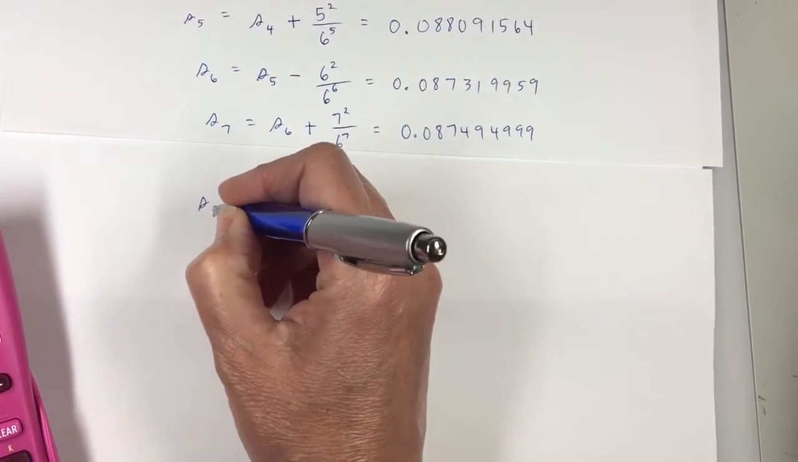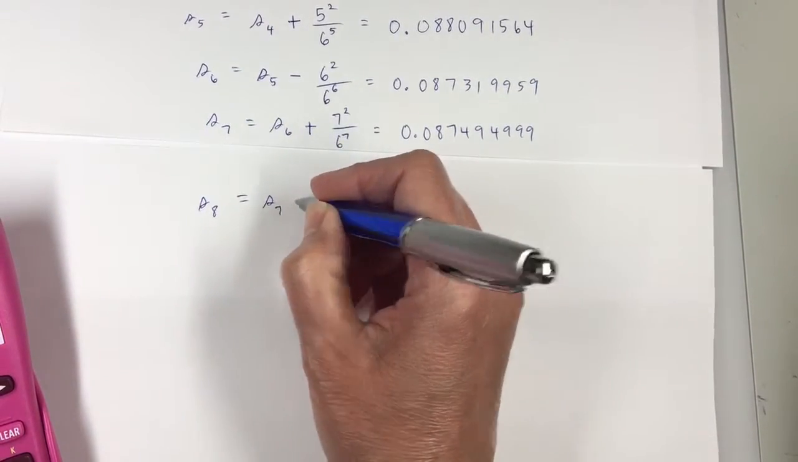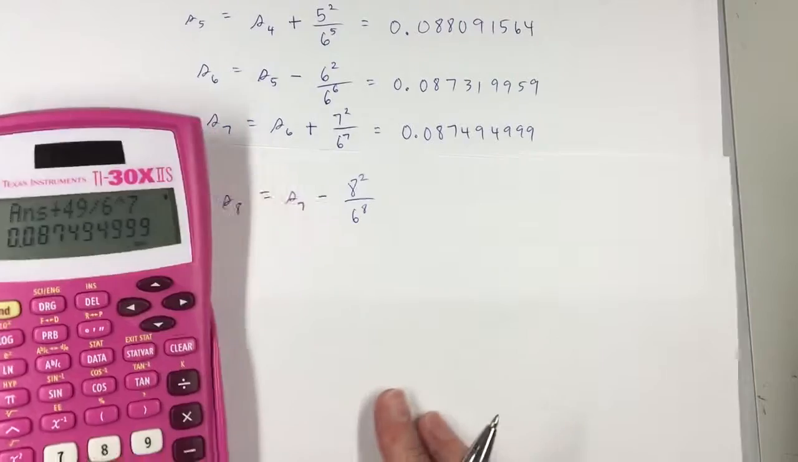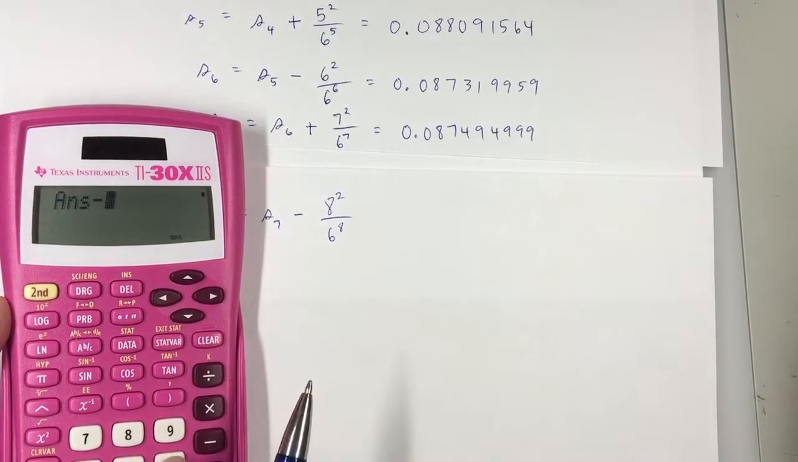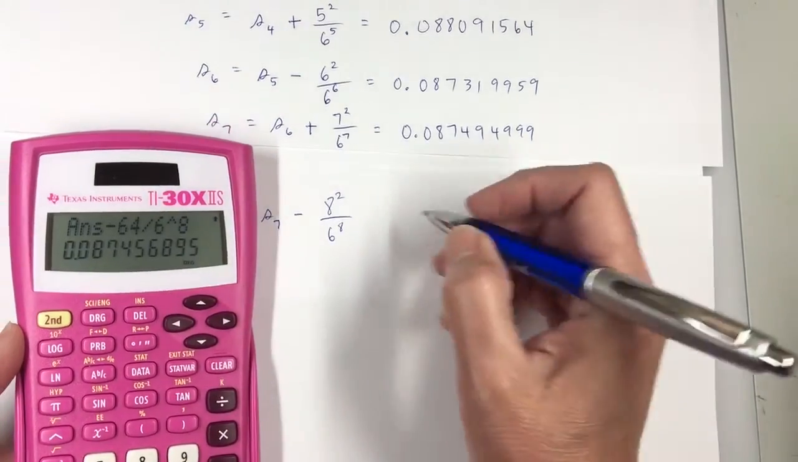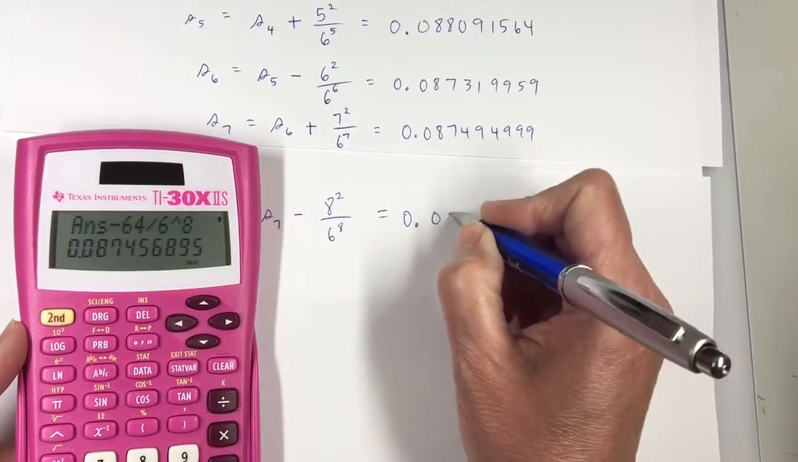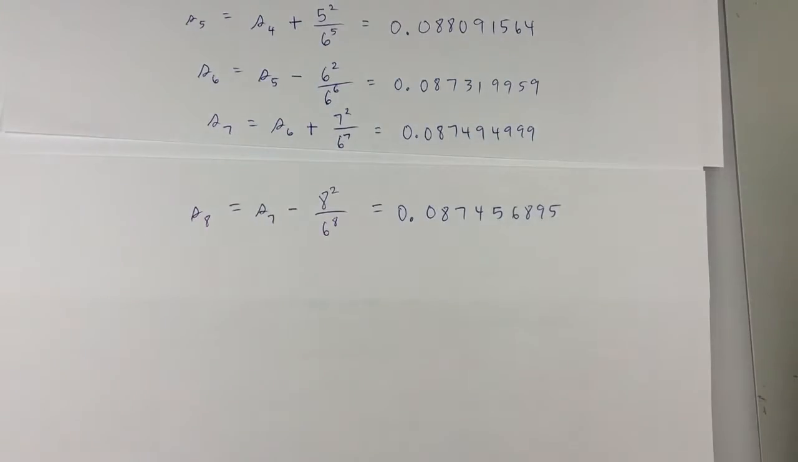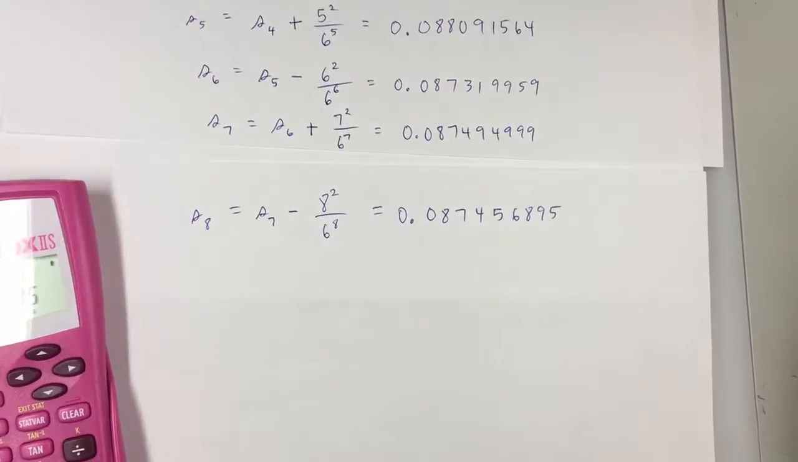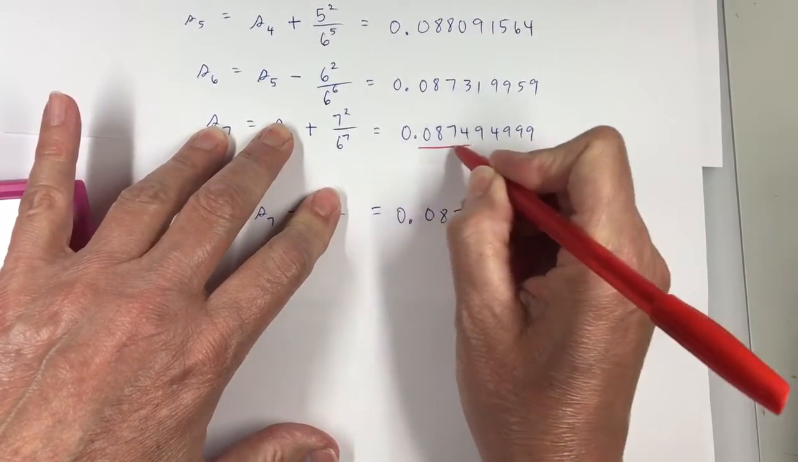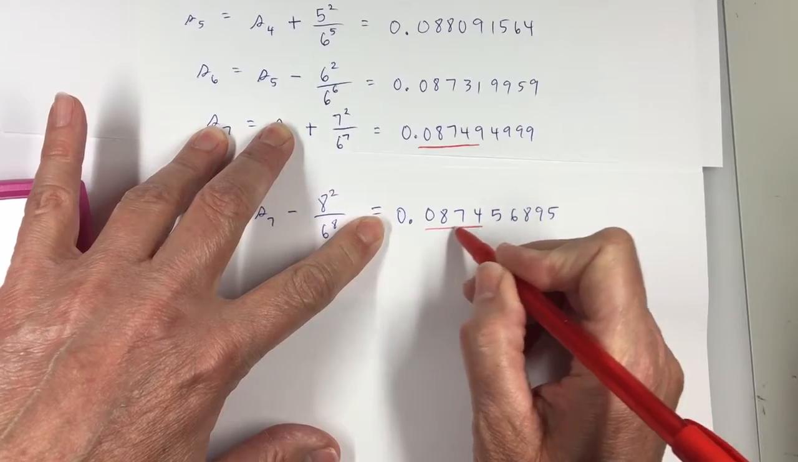Okay. S sub 8 is S sub 7 minus 8 squared over 6 to the 8th. Luckily, my number's still in there. All right, minus, well, 8 squared, that's 64, divided by 6 raised to the 8th. That is 0.087456895. And since I want it to 4 decimal places, I'm looking for when the sum stops changing to 4 decimal places. Okay, I have 0.0874. I think we got it.